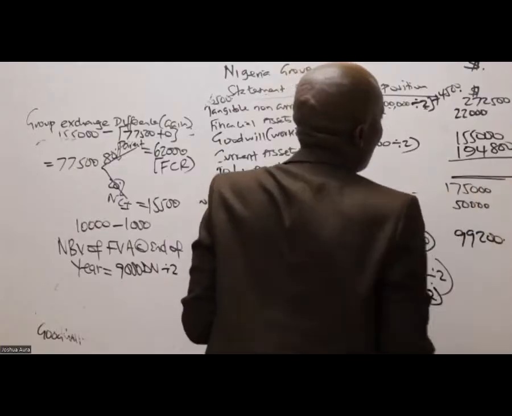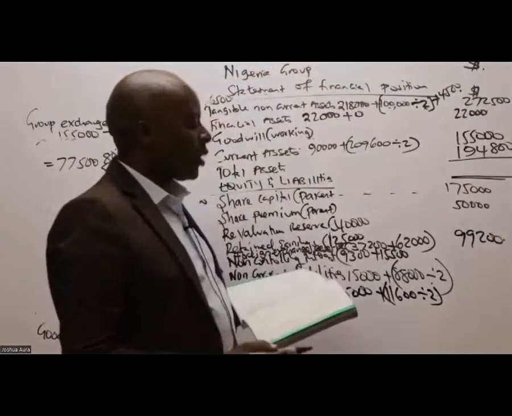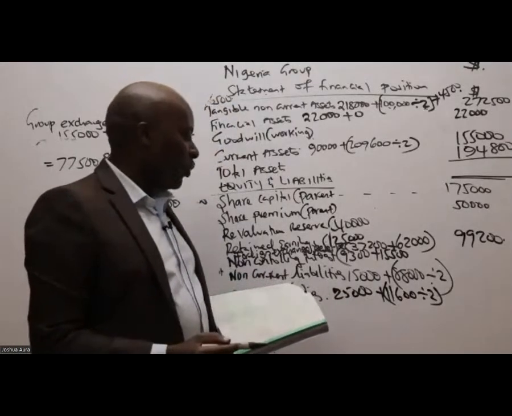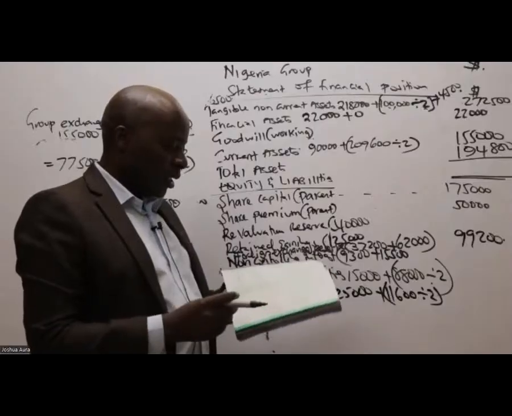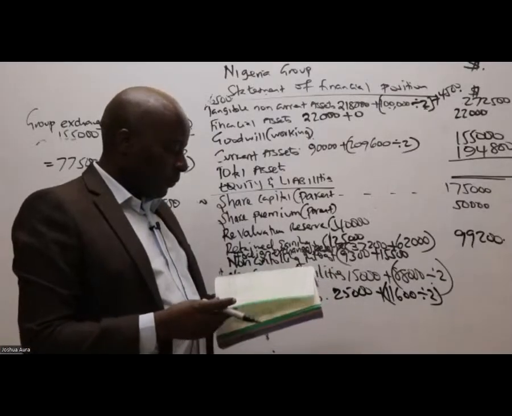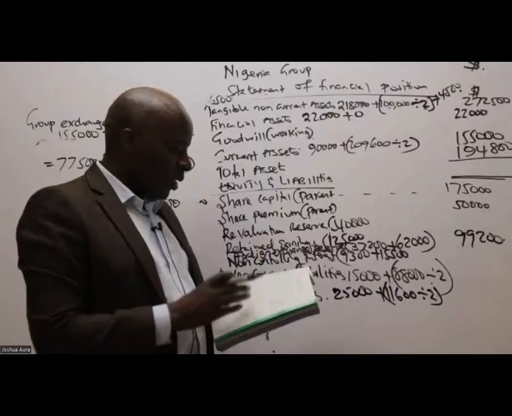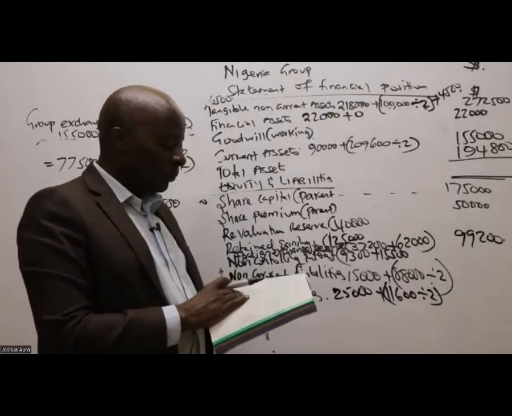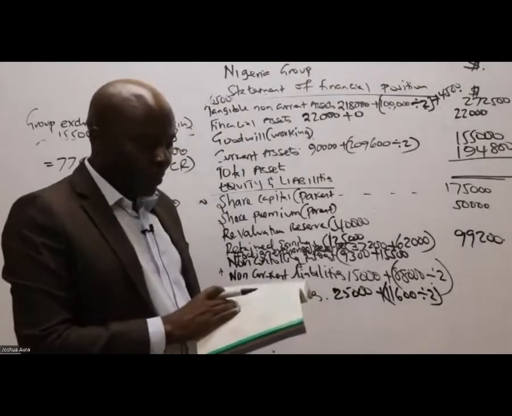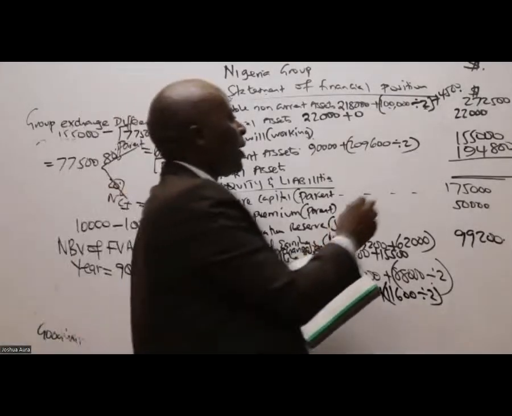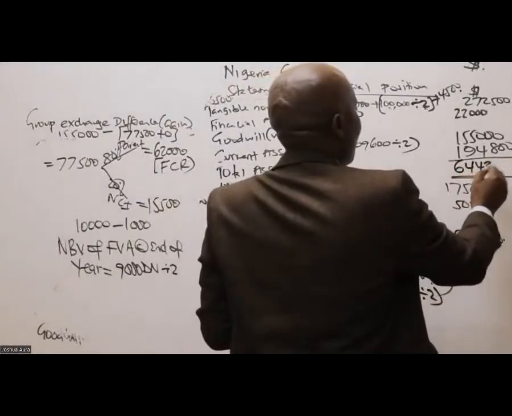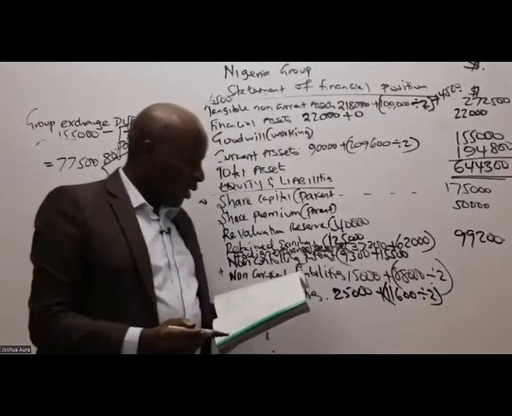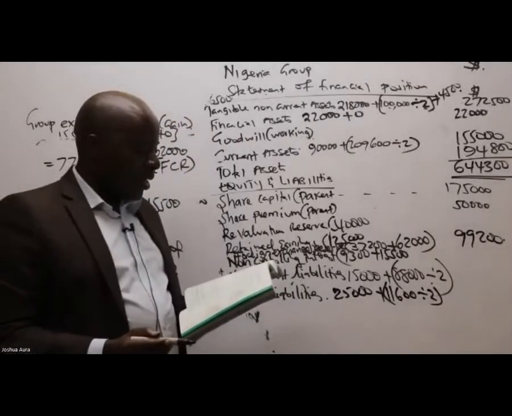Give me the total assets. Add everything so that you can give me total assets. They say total assets are 644,300. 644,300. Thank you so much.